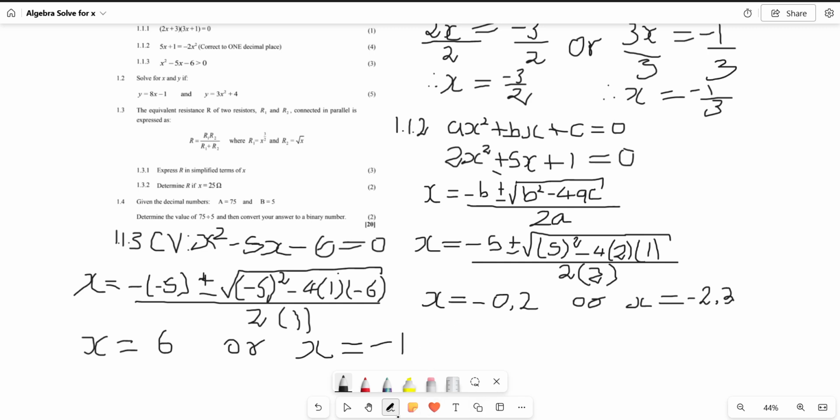Now let us clear some space here so that we are able to utilize that space for 1.1.3.